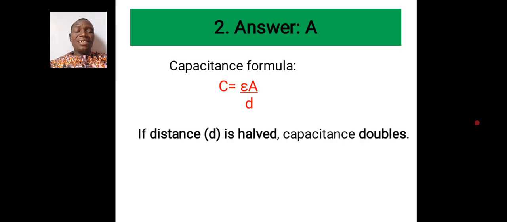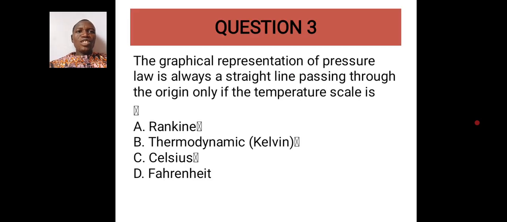Anytime you halve the distance between plates, capacitance doubles. Anytime. So that's the rule. If you halve the distance, capacitance doubles. If you double the distance, capacitance will reduce by half. So it is an inverse proportion relationship. If you reduce the distance, capacitance increases. If you increase the distance, capacitance reduces. Please never forget this. Very important. Moving to the next question.